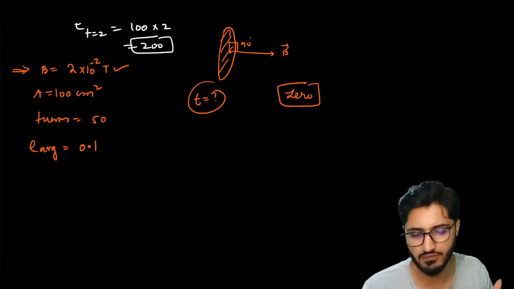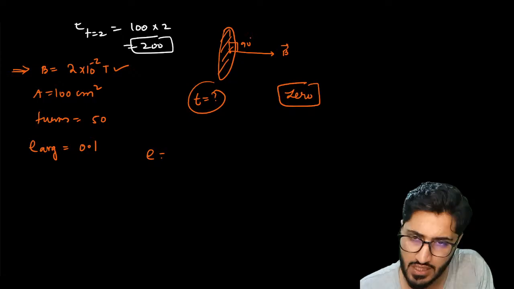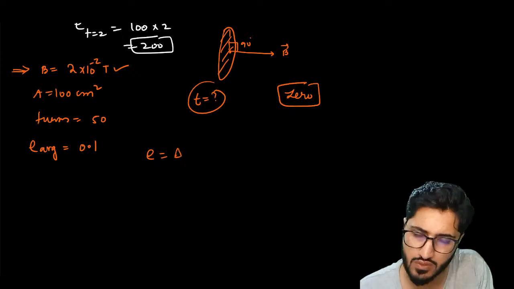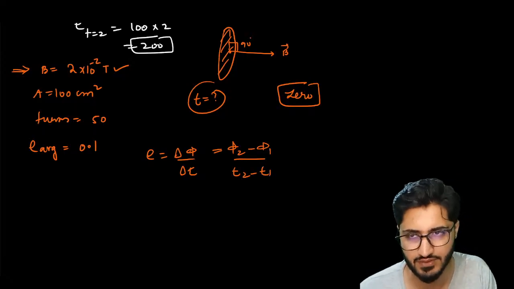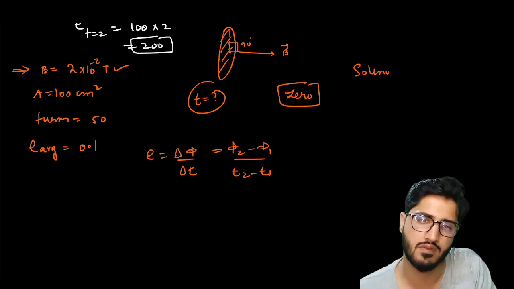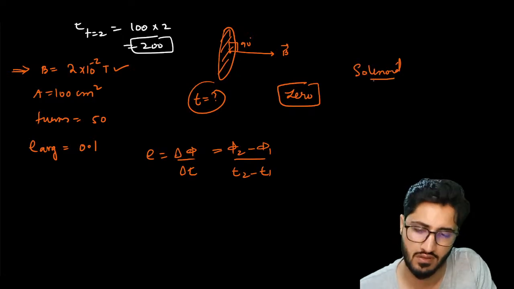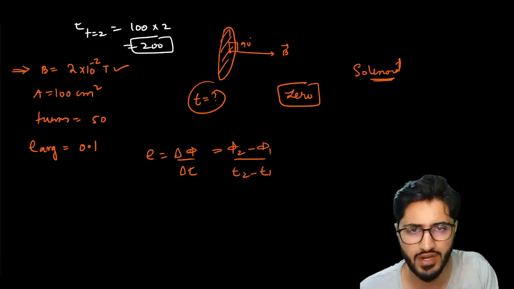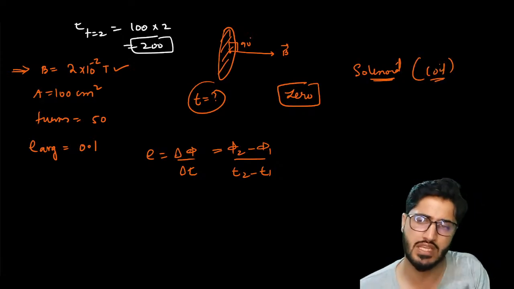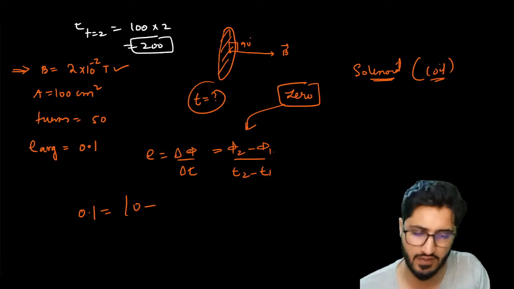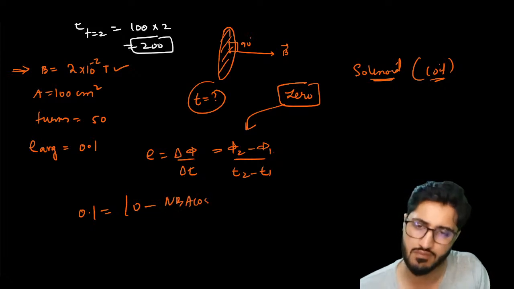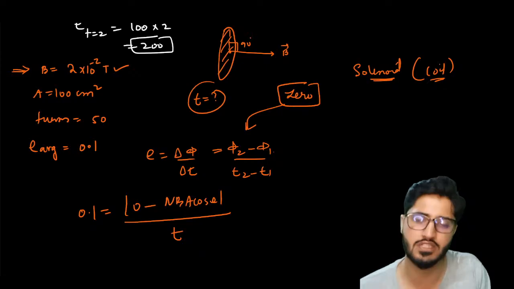Sir, how to find T now? We have an equation now. E equals delta phi by delta T. I can write phi 2 minus phi 1 divided by T2 minus T1. Can I write like this? Yes, sir. So this is a case of a solenoid or a coil. So E, I guess, is given as 0.1. Yes, sir. So phi 2 is 0. So I can write 0 minus phi 1. What is phi 1? I guess it is NBA cos theta. Yes, sir. It is T only.